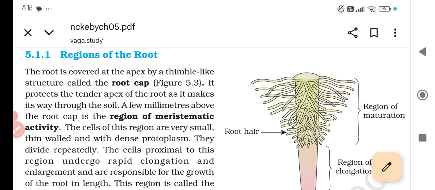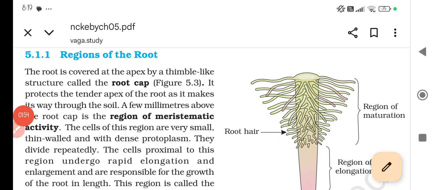And they are positively geotropic as well. Geotropic means growing towards the earth or towards gravity. The roots will grow downwards towards the earth or towards gravity. That is the reason they are positively geotropic. And they are negatively phototropic. That means the sunlight is present up and the roots are growing downwards. They are growing in the opposite direction from the light. So they are negatively phototropic.